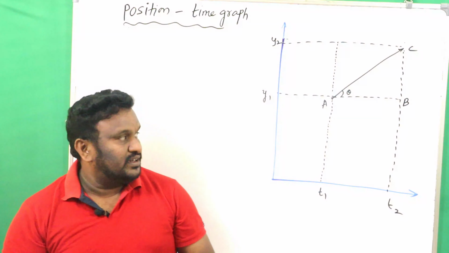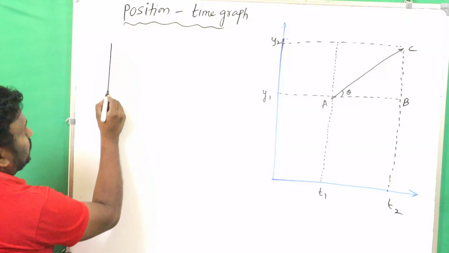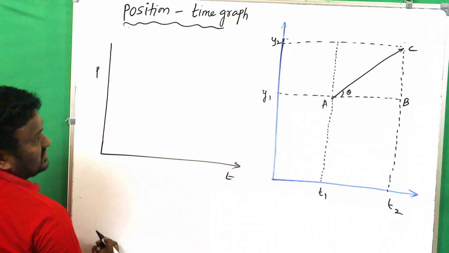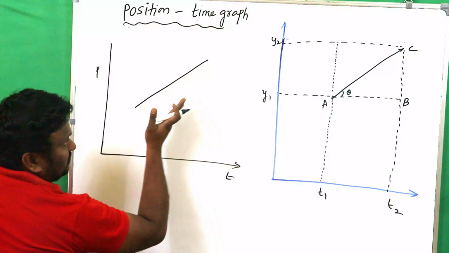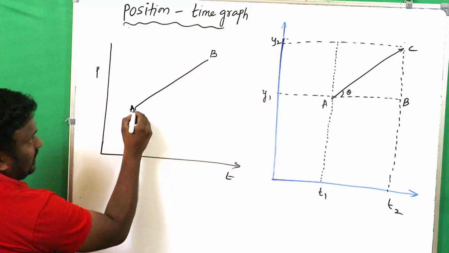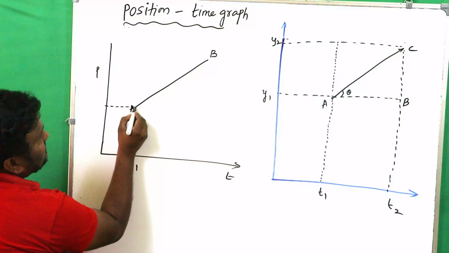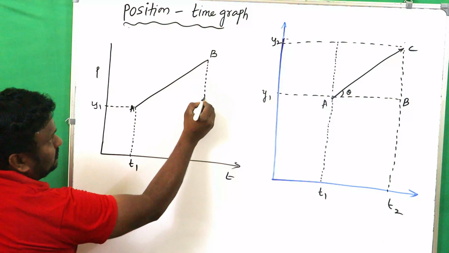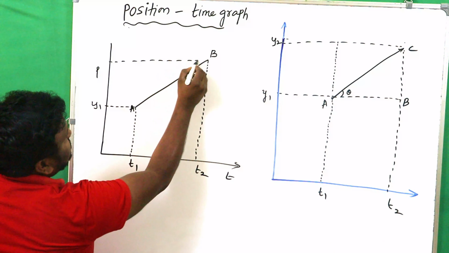So, for example, here is one graph. To understand this, we are taking the position on the y-axis and the time on the x-axis, and we are showing the position of the particle like this. At this point A, and B, whatever it may be, the time is t1 and the displacement is y1. Clear? At the final position B, the time is t2 and the displacement is y2.